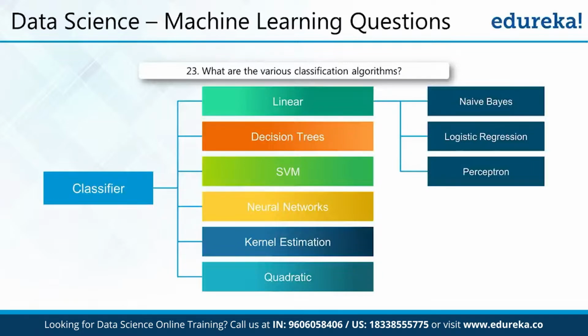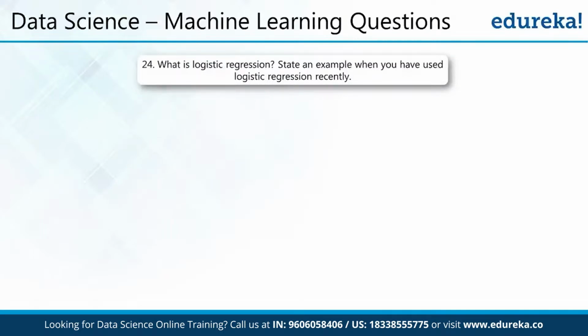But the fundamental idea is we are following a supervised learning algorithm, and the type of problem we are solving is a classification problem. So instead of saying classification algorithm, we can also say it's a classification problem using a supervised learning algorithm. These are the various types of classification algorithms, like linear regression, decision tree, support vector machines, and so on.